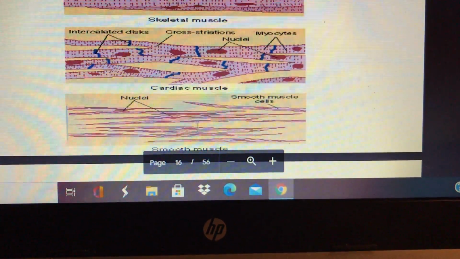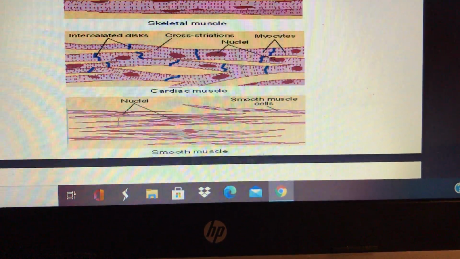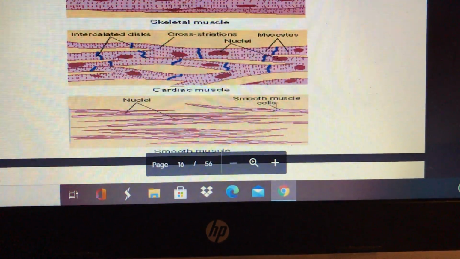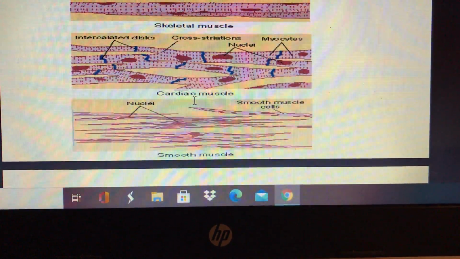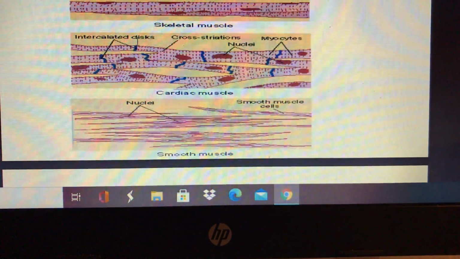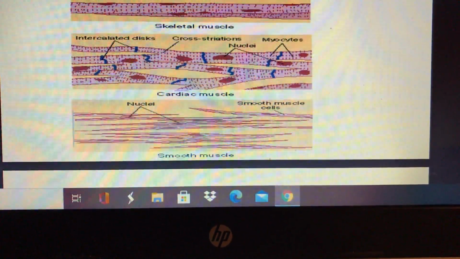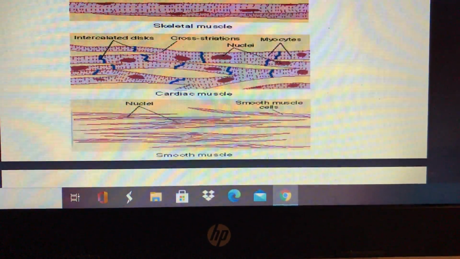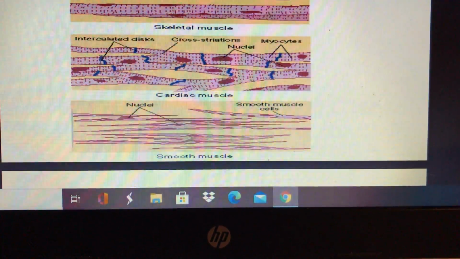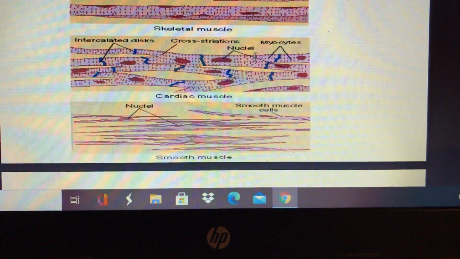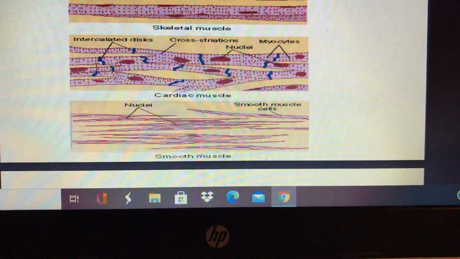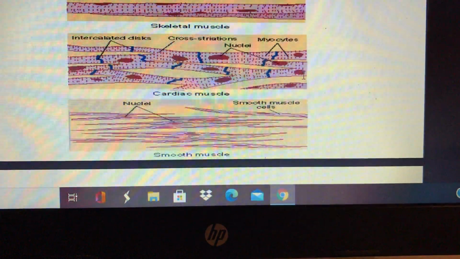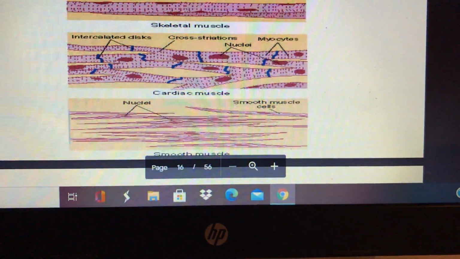So this is smooth muscle. These are the nuclei. This is cardiac muscle. And you can tell this is cardiac muscle because not only do you see the intercalated discs, you see the striations. And you see branching. These are myocytes, these are nuclei, striations, intercalated discs, and this would be skeletal muscle.